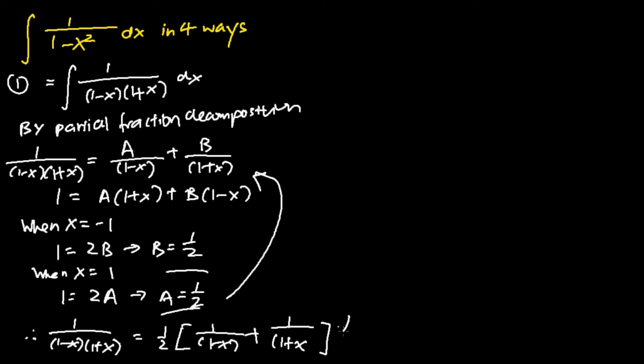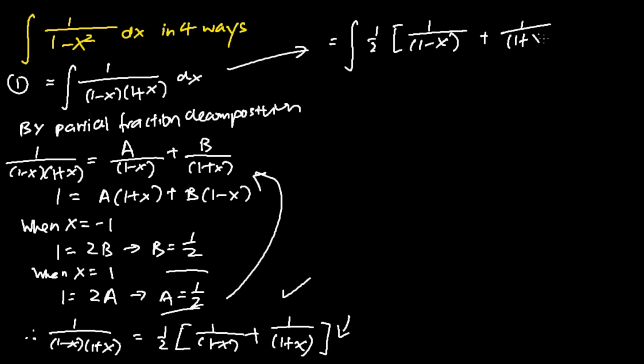So for this particular step, we first substitute a and b into the equation. Then after that, we factorize the half out of the equation. Now we have split this up into two different fractions using partial fraction decomposition. I can now substitute back into the integral here, in which I will get the integral of half, square bracket, 1 over 1 minus x plus 1 over 1 plus x, close bracket dx.